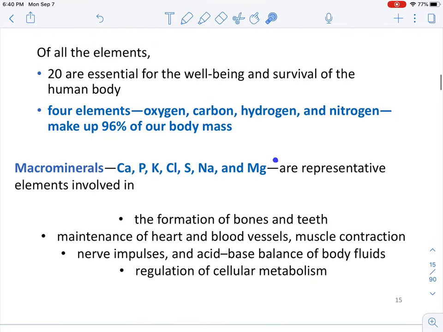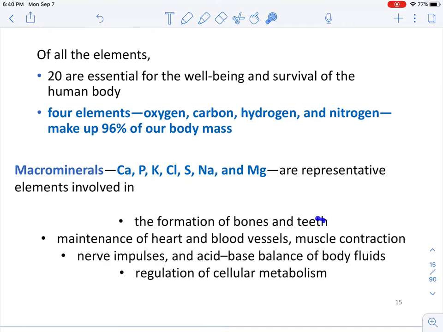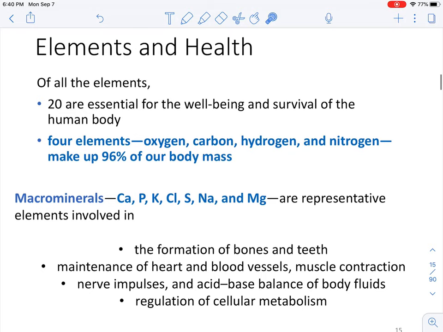I can definitely go into greater detail about these macrominerals and their functions, but you guys don't really need to know that. This is just an FYI for your own information that these macrominerals are involved in these processes.